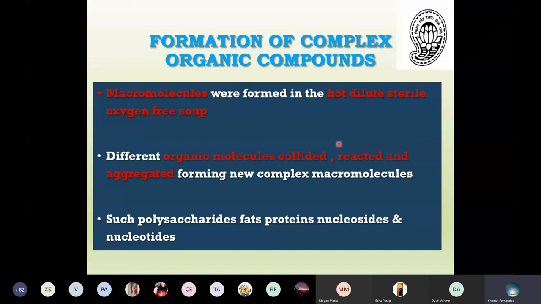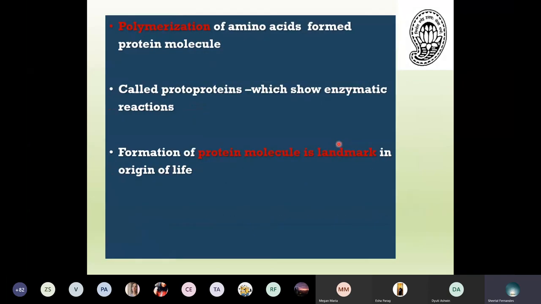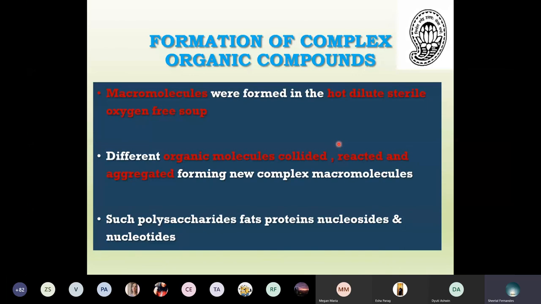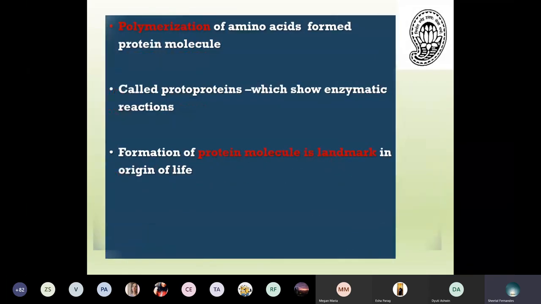Different organic molecules collided in this broth, reacted within themselves, aggregated, formed groups of molecules, and macromolecules came into existence. Such polysaccharides, fats, proteins, nucleosides, and nucleotides were formed because of various reactions taking place. Uske baad kya hua? Abhi dekho, fats available hai, proteins available hai, nucleosides available hai, nucleotides available.